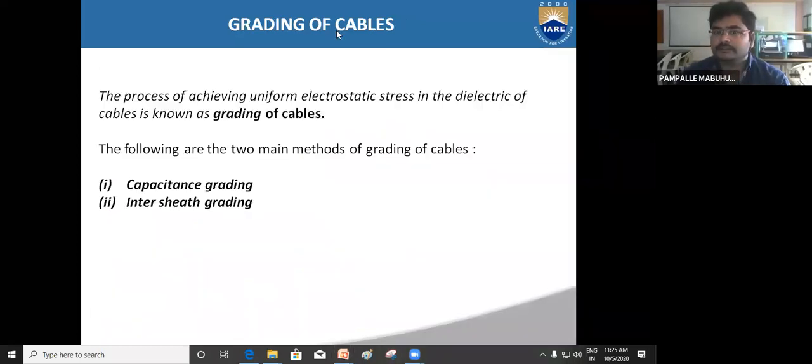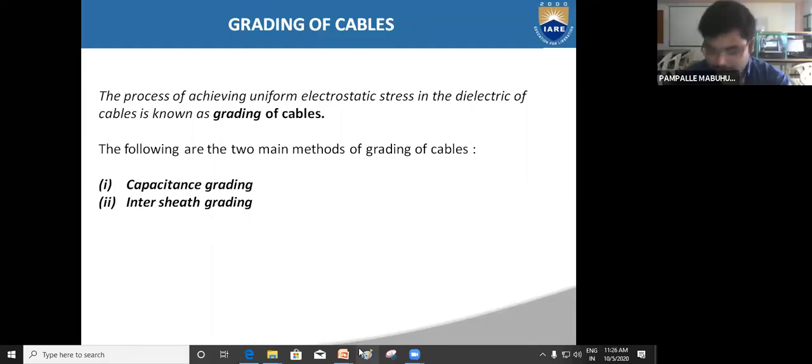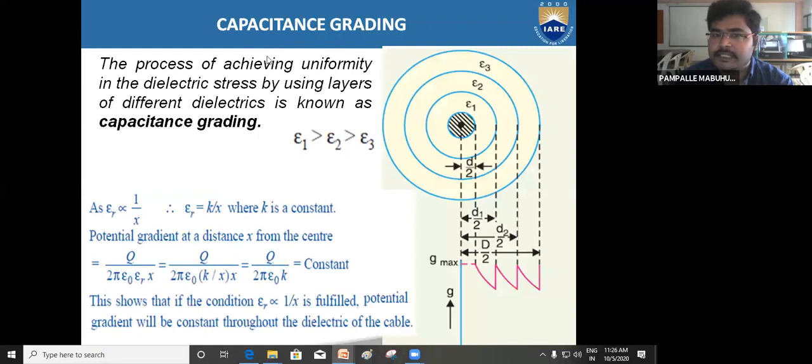Okay, right. So grading of cables: the process of achieving uniform dielectric stress in the dielectric of the cable is known as the grading of cables. And this grading of cables will be done with two methods, which are the capacitance grading method and the intersheath grading method. Okay, let us see the capacitance grading method. In the capacitance grading method, you will achieve the uniform dielectric stress by using different layers of dielectrics. So that means instead of using one single dielectric material, you will use different dielectrics.